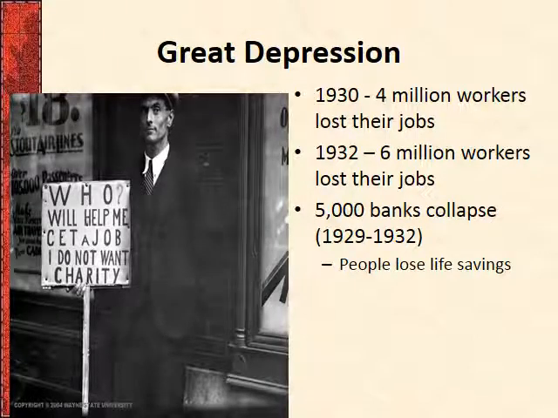By 1930, so within a year, over 4 million workers lost their jobs. By 1932, 6 million workers had lost their jobs, and it gets well over that. It gets even into the 9, 10, 12 million. Between 1929 and 1932, over 5,000 banks collapse. Now, how?